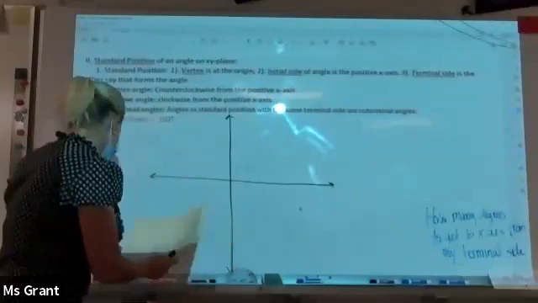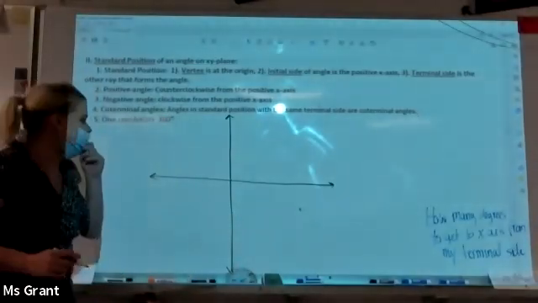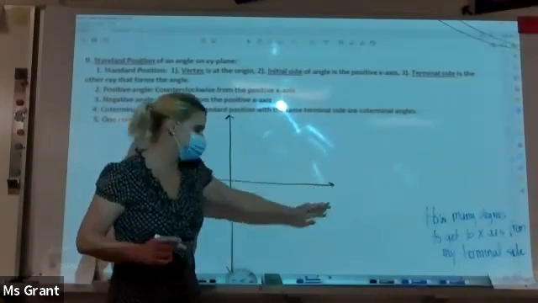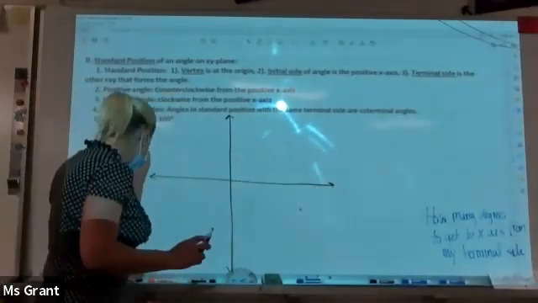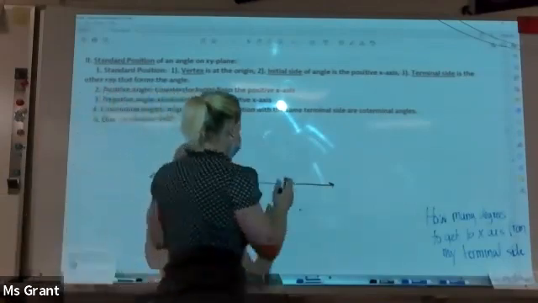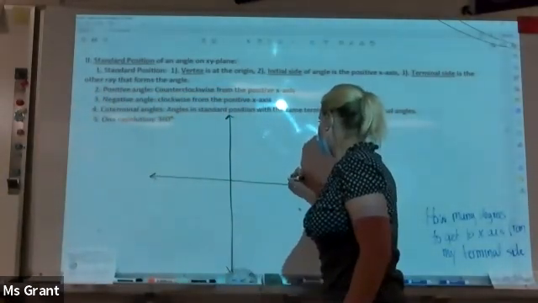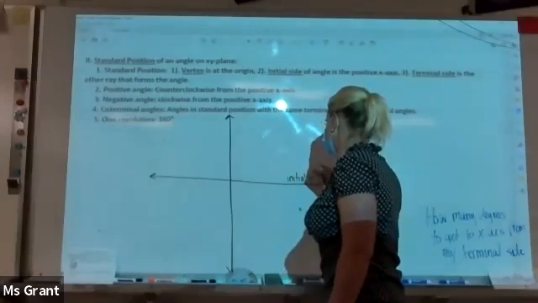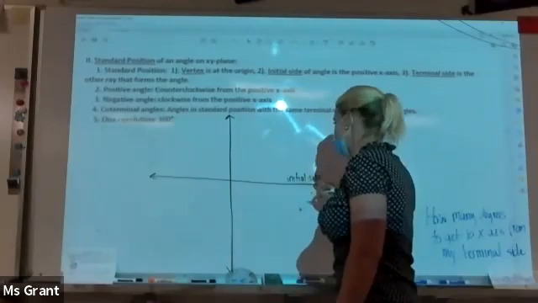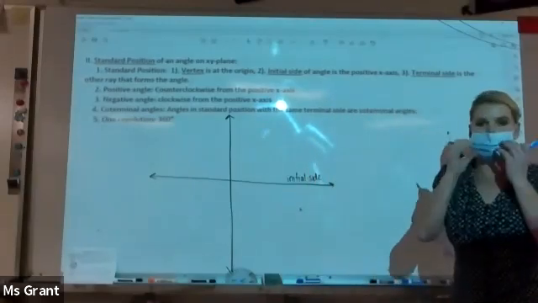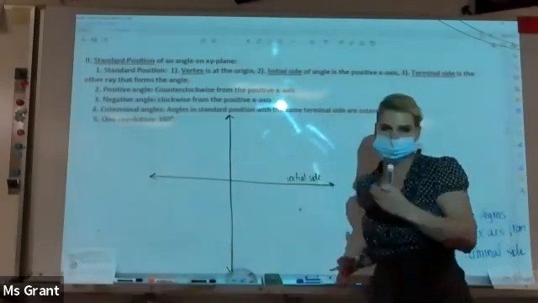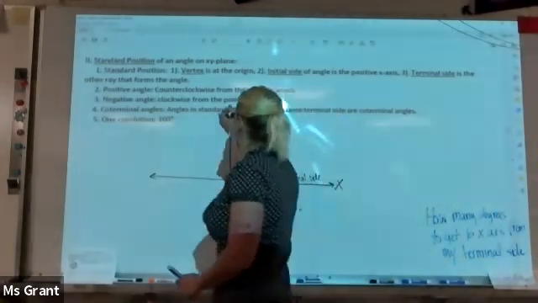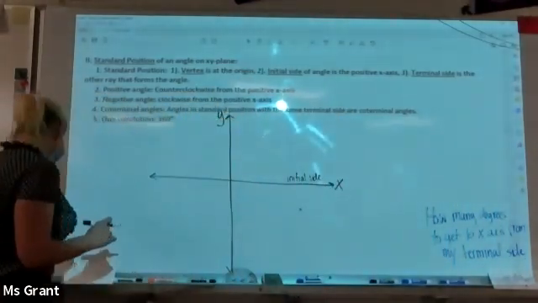In my notes today, I'm going to also start on this x-axis. This is going to be called my initial side, so I do want you to label it. This is my starting point. My initial side is where I'm going to begin my angle movements. And then, obviously, this is my x-axis, this is my y-axis.